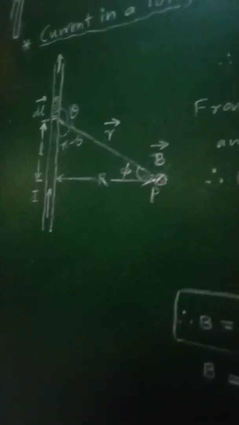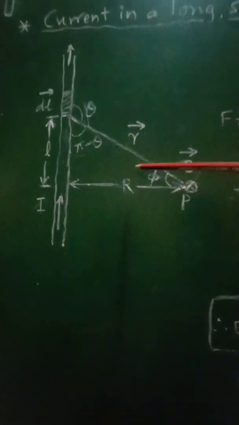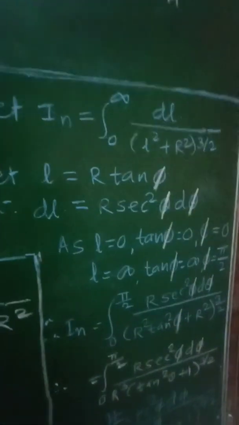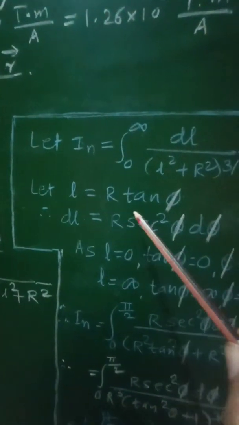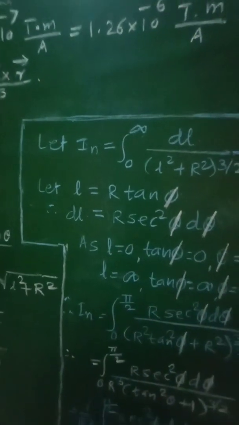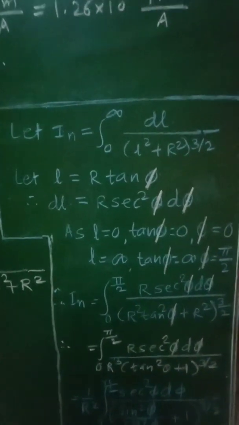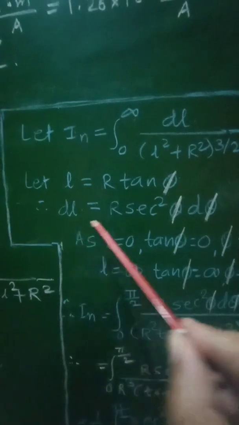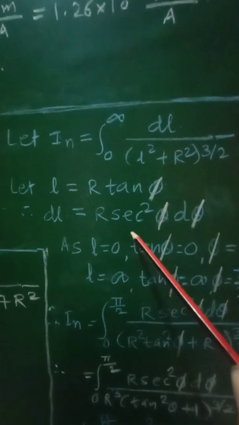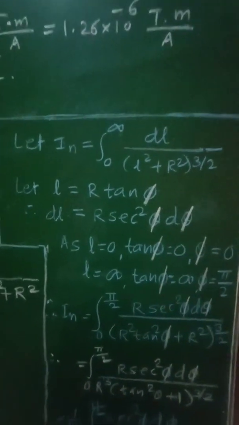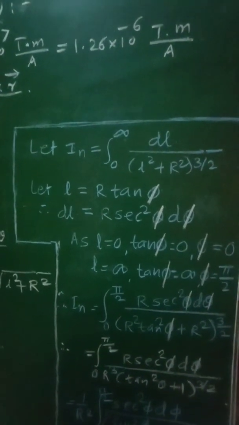And therefore from this figure again, now we will consider tangent of this phi, that is equal to L by R, and therefore L will be equal to R tan phi. So in order to solve that integration, let L is equal to R tan phi. Now differentiating this, R is constant, so dl equals R into differentiation of tan phi, that is sec² phi d phi. Therefore dl is equal to R sec² phi d phi.